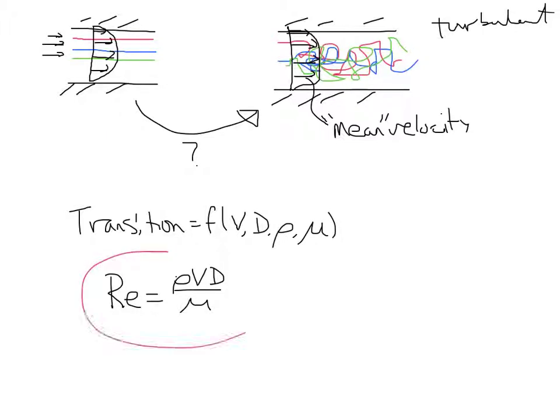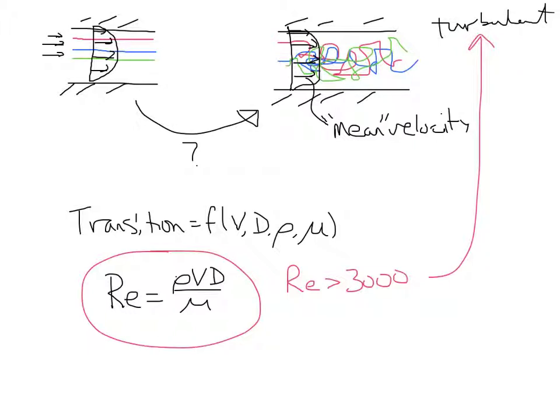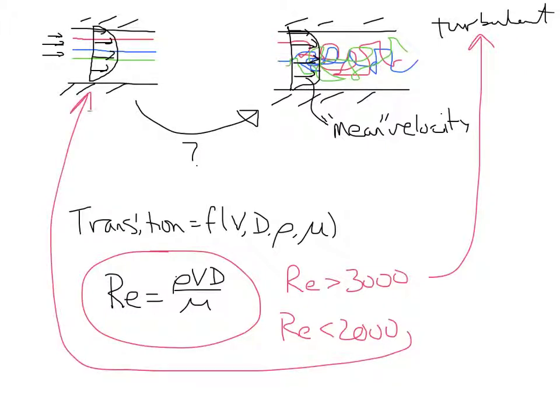This idea of a dimensionless quantity that describes the transition is something we'll explore in our next lecture. For now, we can say if Re is greater than about 3,000, then we have turbulent flow. If Re is less than about 2,000, then we have laminar flow. And in between, it's called transitional. So next week, we'll talk about dimensionless groups, and then after spring break, we'll take that up more completely.